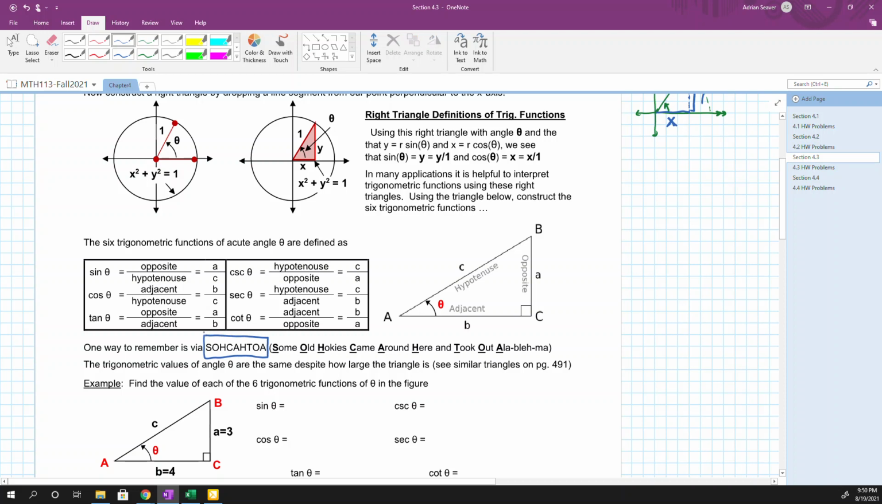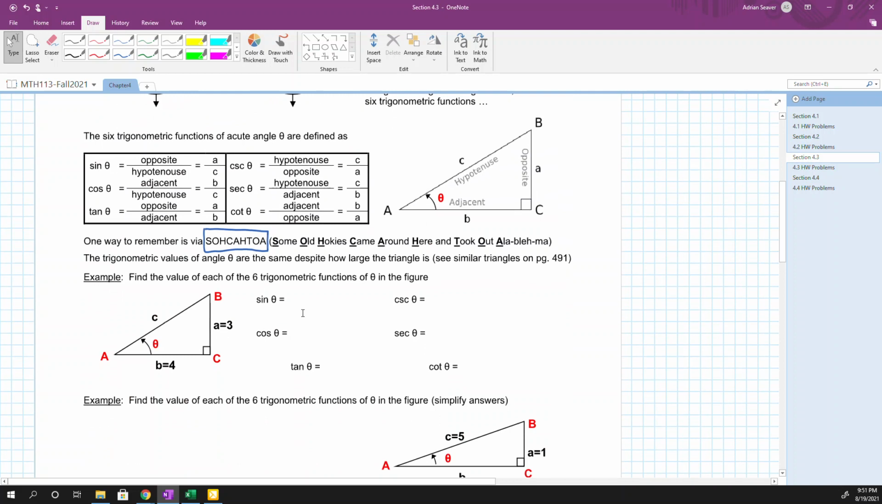Now, there are different ways to remember that. A lot of people have different ways. My favorite way is "Some Old Hokies Came Around Here, Took Out Alabama." That's the way I remember it. You probably have other definitions, but I like that one. I'm a little biased. Another one I've heard is "Saddle Old Horses, Canter Away Happily To Other Adventures." So if you have another good way to remember SOHCAHTOA, let me know. It'd be interesting. I've heard one or two through the years.